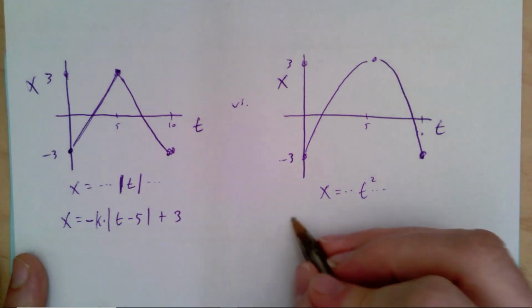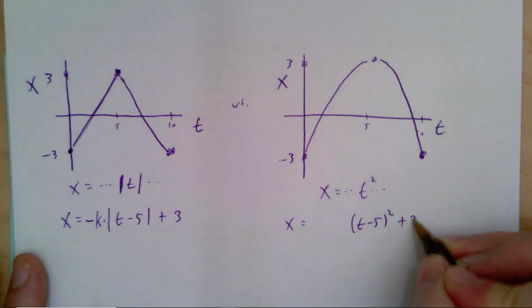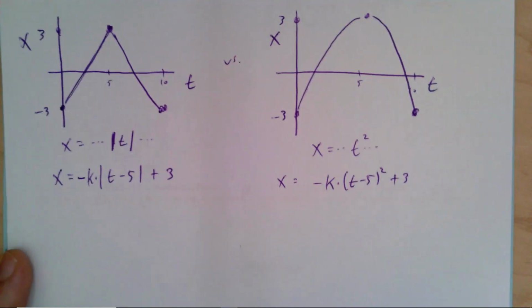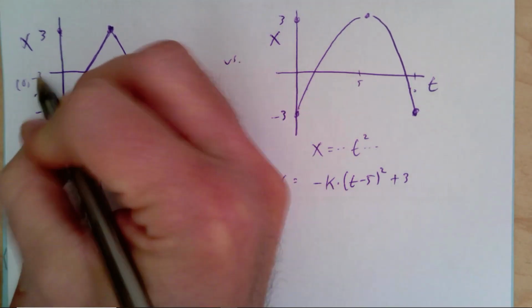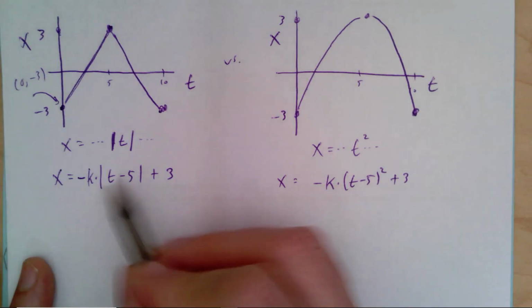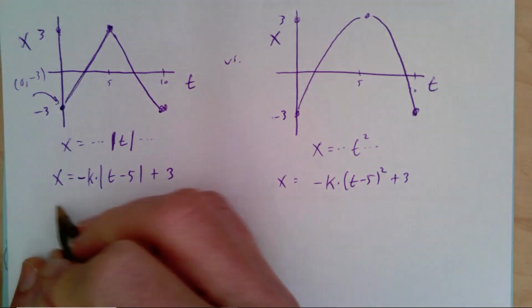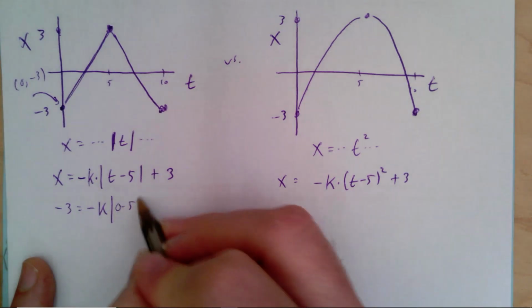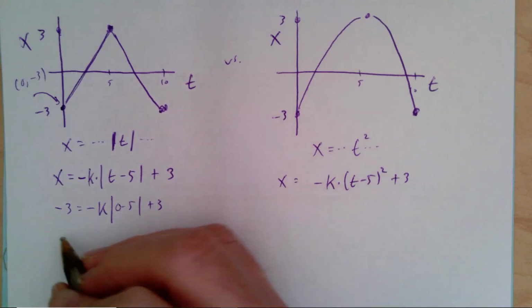Let's do the same thing on this side. So on this side, I could shift it right by 5, shift it up by 3, but then I'll have to solve for some kind of scale factor. So let's go ahead and solve for the scale factor. I'm going to plug in the values at this point. So this is 0, -3. The 0 is time, that's the horizontal axis. The -3 is x, that's the vertical axis. So here I'll have -3 equals -k times the absolute value of 0 minus 5, plus 3. So on the inside of the absolute value, I've got -5. Absolute value makes it +5.